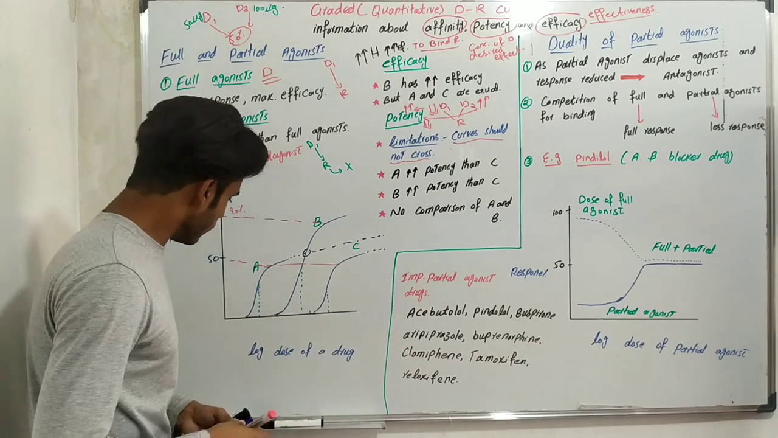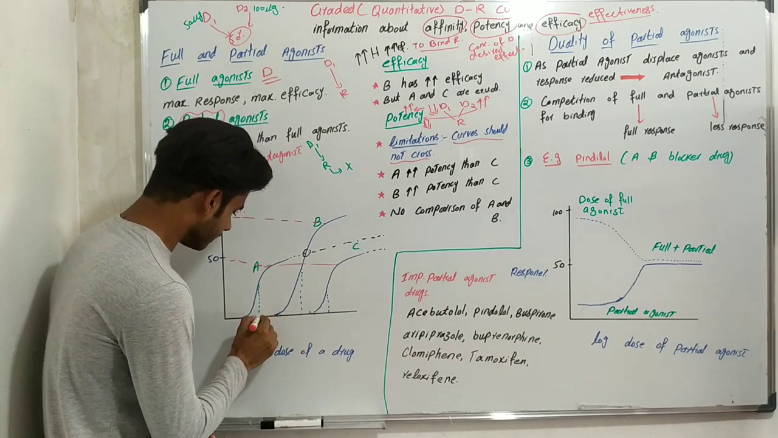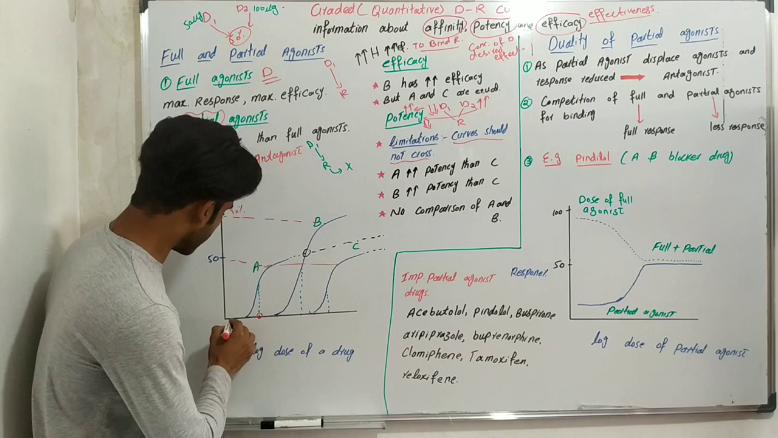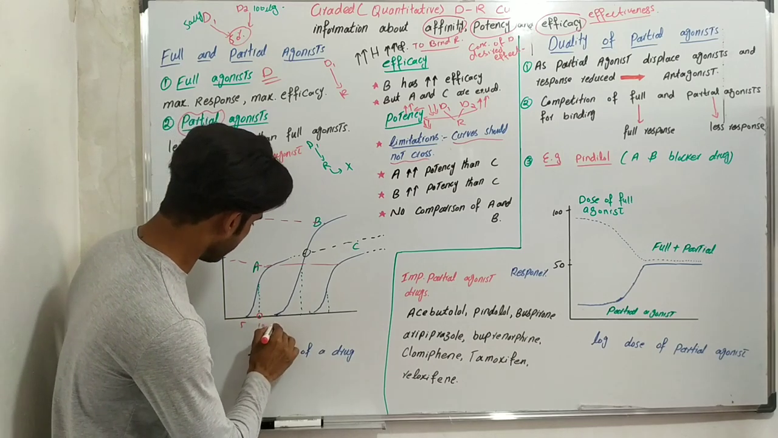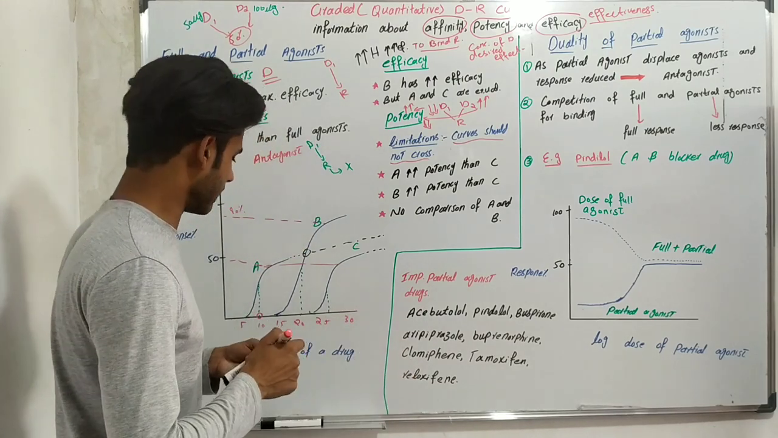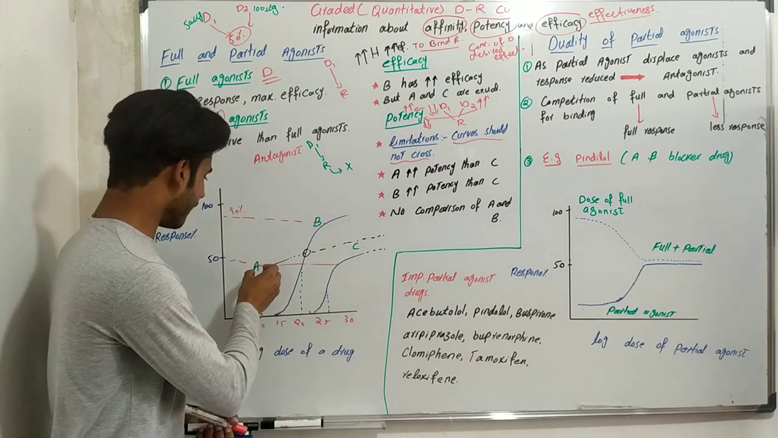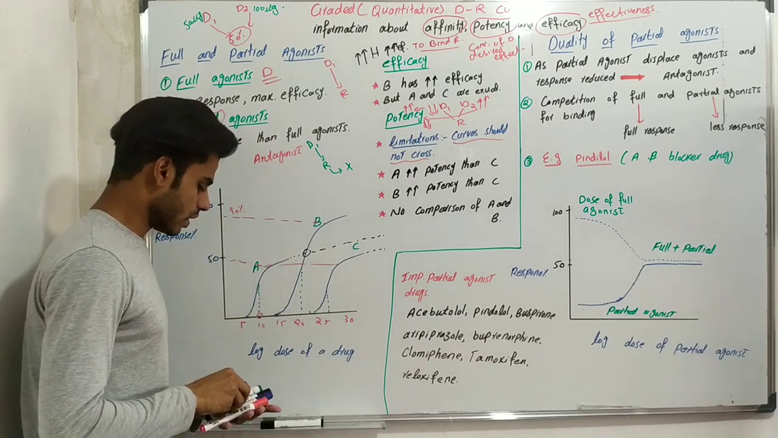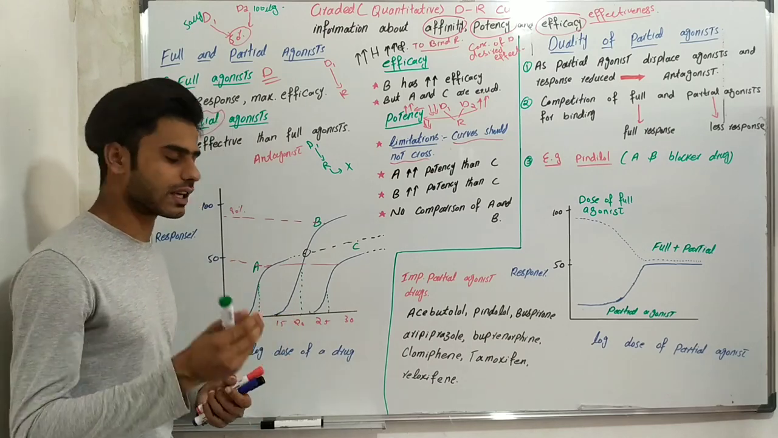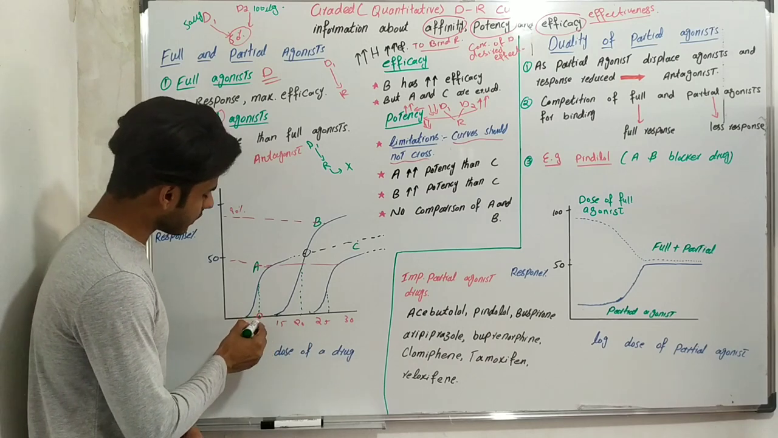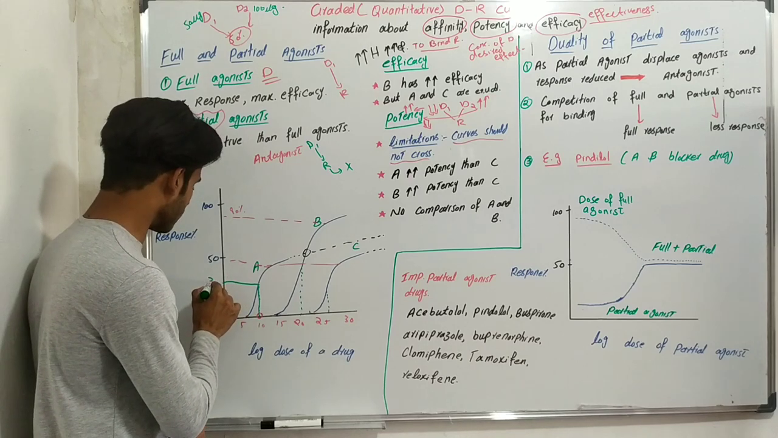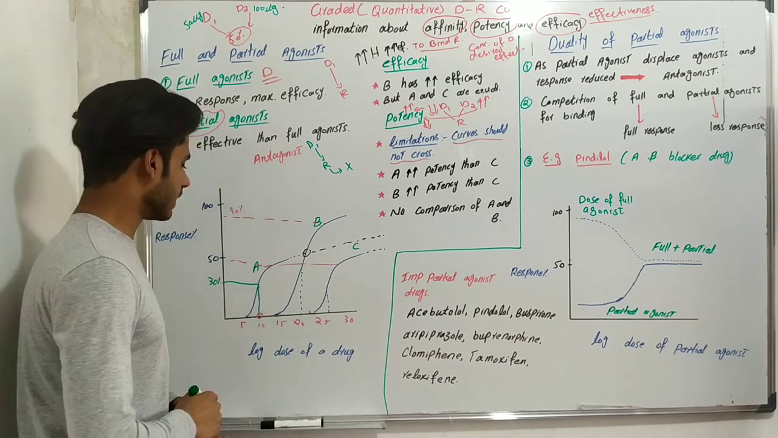So let's see at this point, and let's suppose that this is the drug concentration: 5, 10, 15, 20, 25, and 30. So we have two drugs, A and B. We take the concentration 10 for both drugs, A and B, and we see that when we give the concentration 10, what is the response of drug A? That is, I think, about 30%.